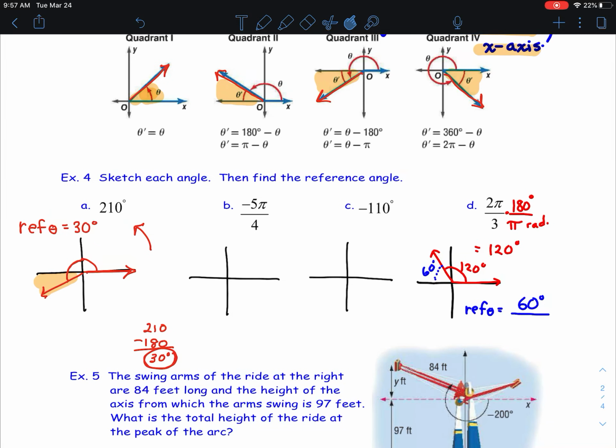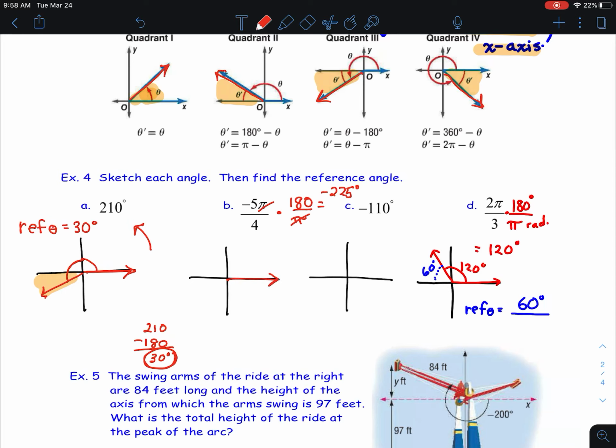Okay, what you're going to do for example B, since that angle is in radians, you're going to first have to convert this out of radians and into degrees, and this is from a previous notes page if you need to look back at that. To convert out of radians and into degrees, we're going to multiply by 180 over pi, then we multiply -5 times 180, we divide that by 4, we get the angle to be negative 225 degrees.